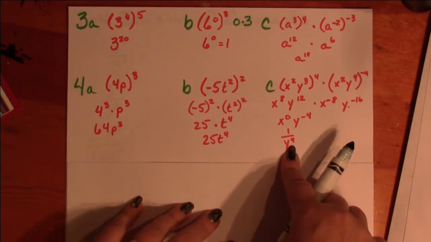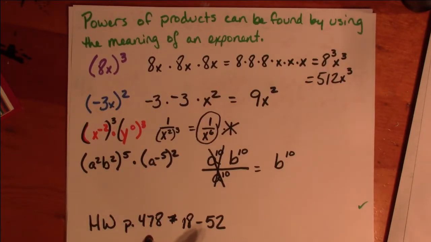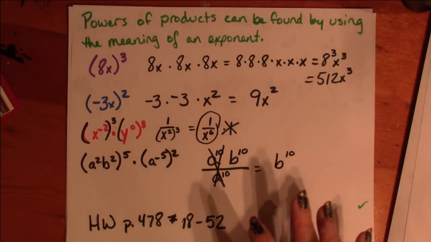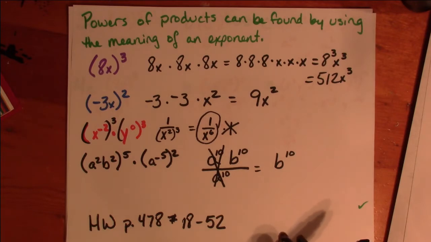And that's our answer. Your homework for tonight starts on page 478. You're going to do numbers 18 to 52. It's a lot of numbers, but a lot of these you look at and you know what number to write down. This will go very quickly and give you a lot of practice in getting those simplification rules down pat.